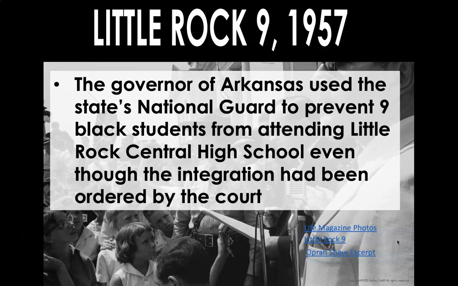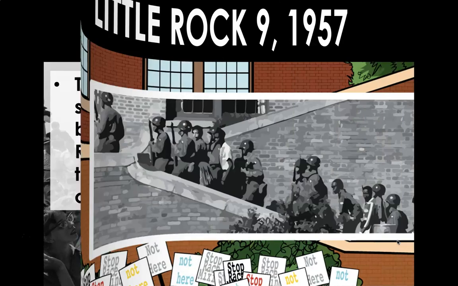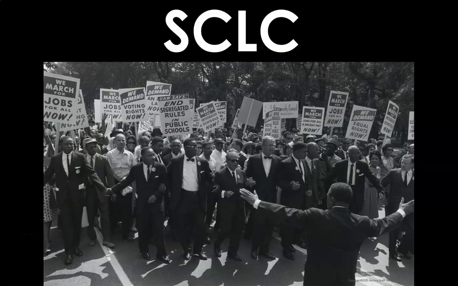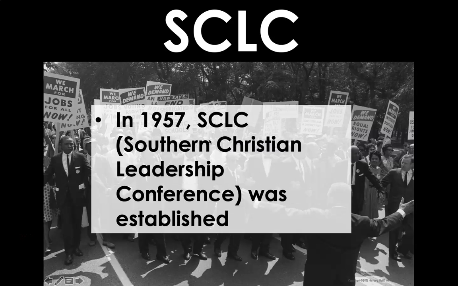By the way, these students were known as the Little Rock Nine. Yes. President Eisenhower ordered federal troops to stand guard in Little Rock to protect the students as they walked in. But he could have done more. Okay, I'll say that. He could have done more. We also have the SCLC. Again, this is a picture of them marching. The Southern Christian Leadership Conference was established. This was in 1957.